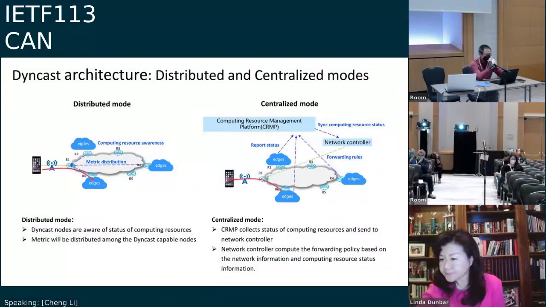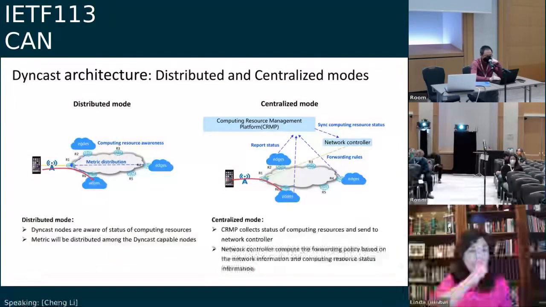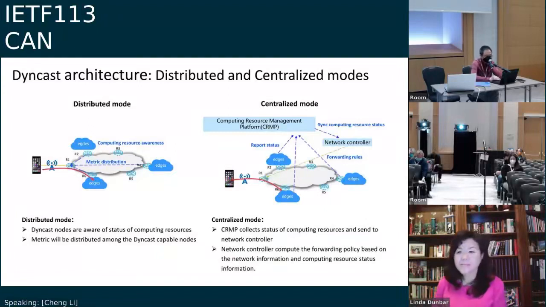In the centralized mode, we will have a computing resources management platform to collect all the status of the resources and send this information to the network controller so that the network controller can make the optimal decision like the one in the distributed mode, right? So next.